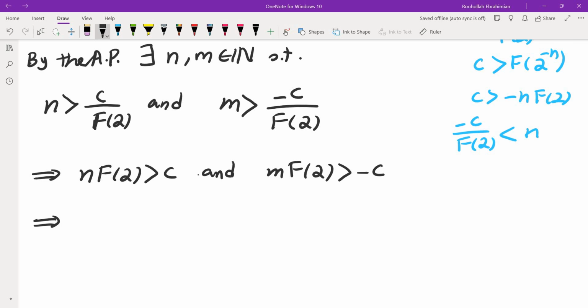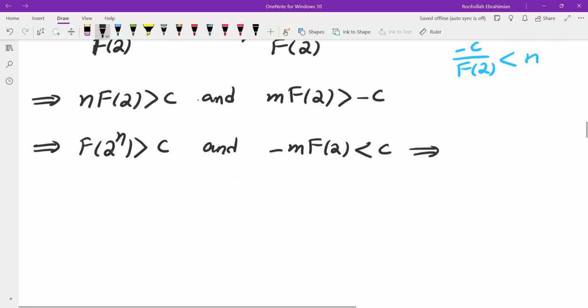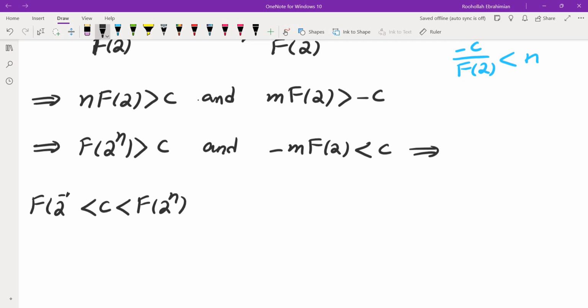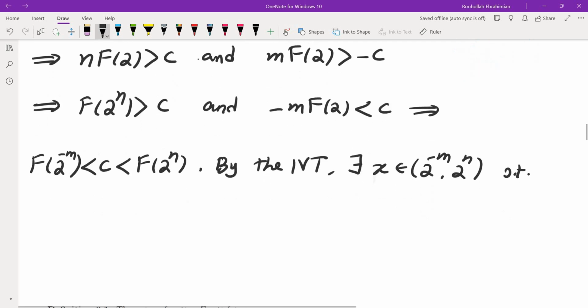So that means f of 2 to the n is more than c, and f of 2 to the negative m is less than c. So c is less than f of 2 to the n, and greater than f of 2 to the negative m. By IVT, by the intermediate value theorem, there is some x between 2 to the negative m and 2 to the n such that f of x equals c.